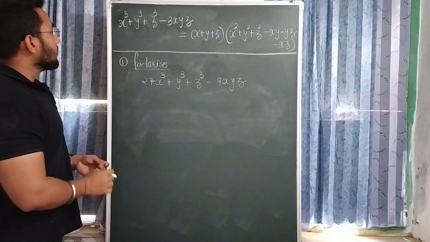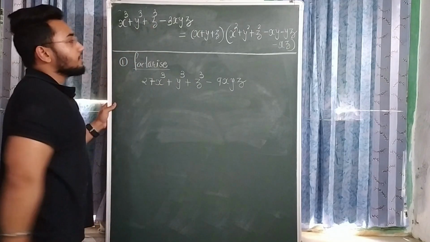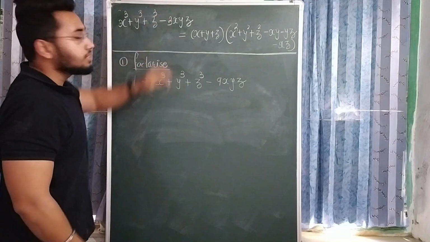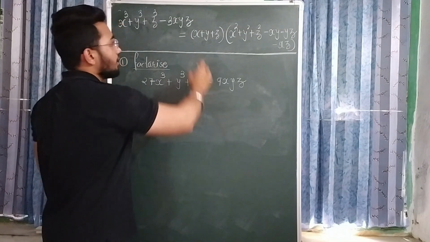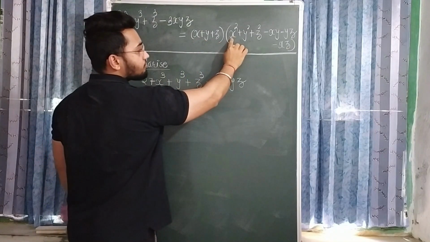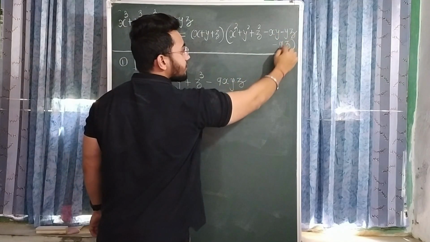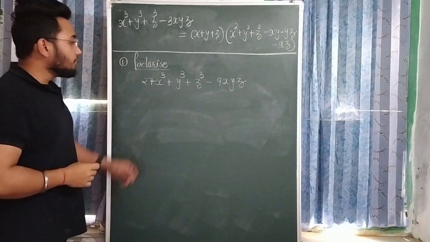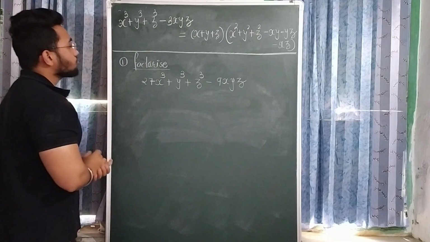Okay, so here is a new identity: x cube plus y cube plus z cube minus 3xyz is equal to x plus y plus z, into x square plus y square plus z square minus xy minus yz minus xz. So simple, we have to compare our example with this identity and we have to solve.